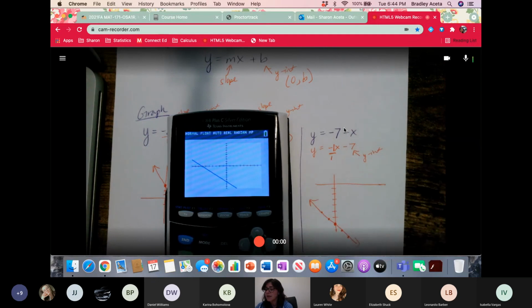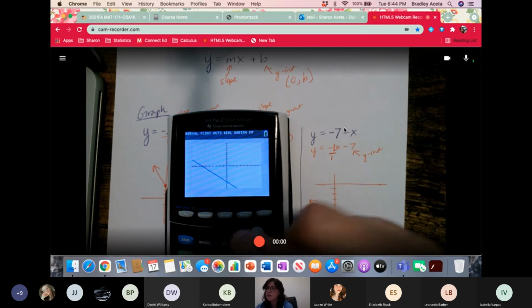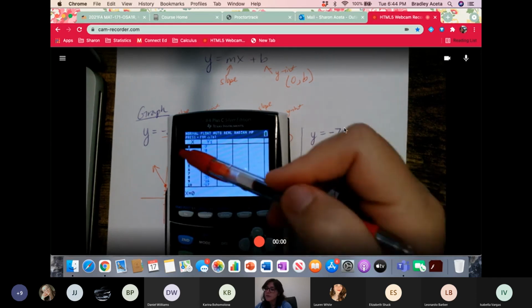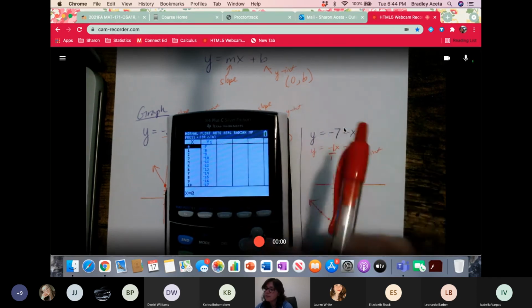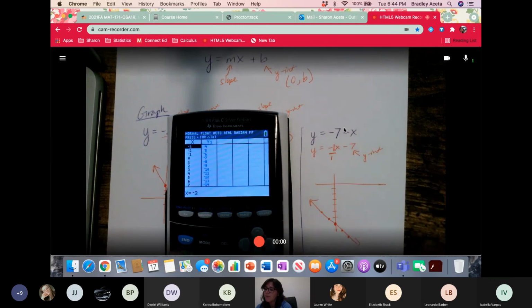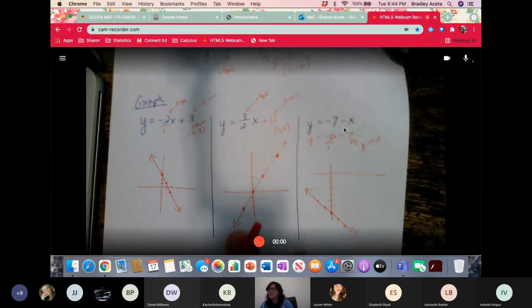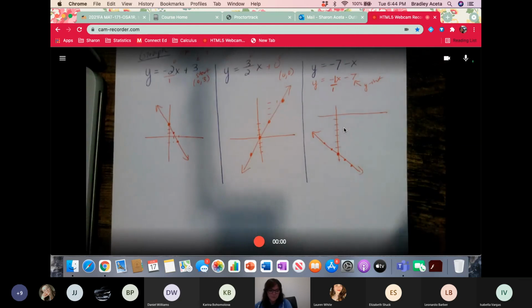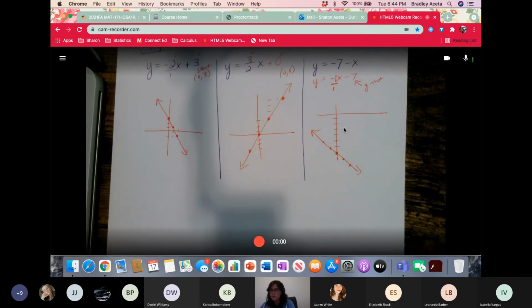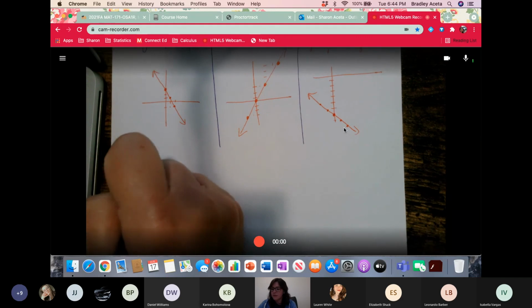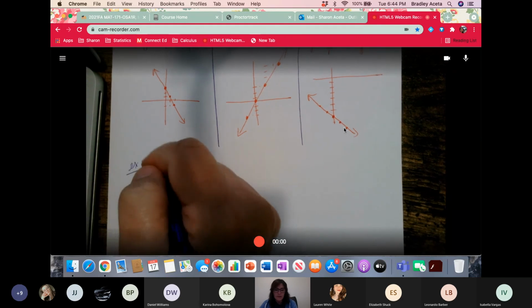I'll show you how to find a table very soon. You can actually look at a table. Let me see if it'll come up right now. And it'll give you all the x and y coordinates. So that's pretty fun. We'll save that for another time, though, unless you already know about it. But there's your graphs. And I just want to do one more quick example of this for you, and that would be it for section 1.3.